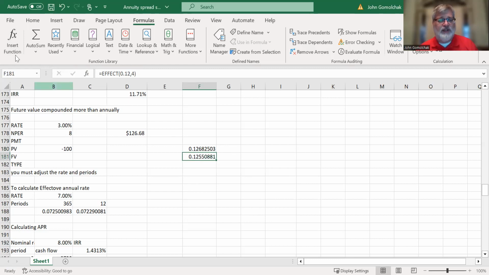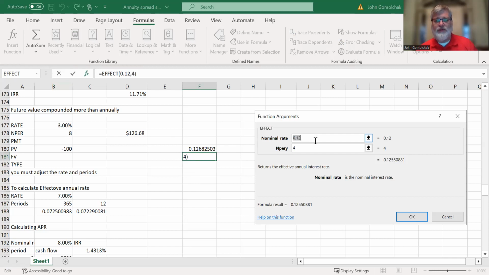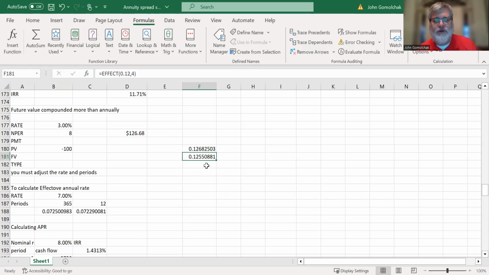What about that one that was done on a quarterly basis? Still 12%, 0.12. The number of periods for the effective rate is 4. So that gives us 12.55081. If you take a look at the difference between those two, there is a difference. The numbers are out there in the distant decimalization, but there is an actual difference.